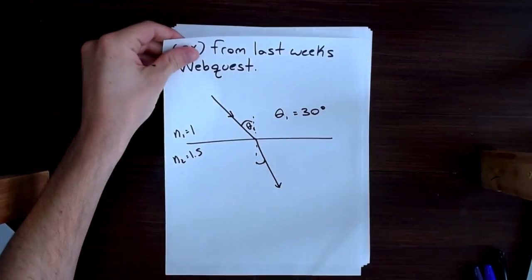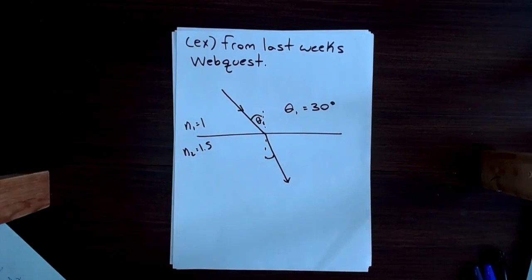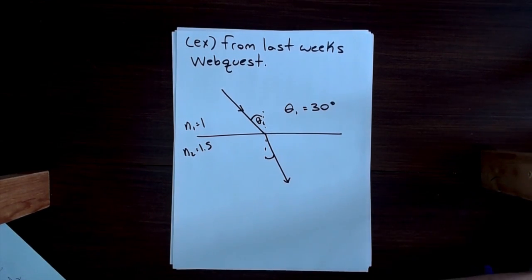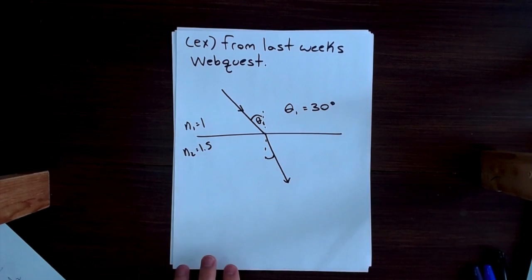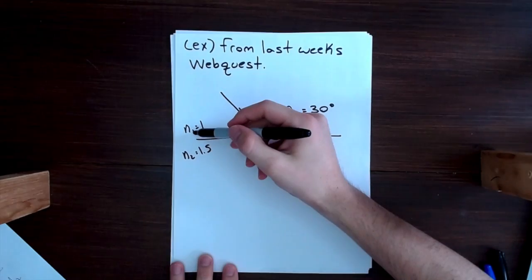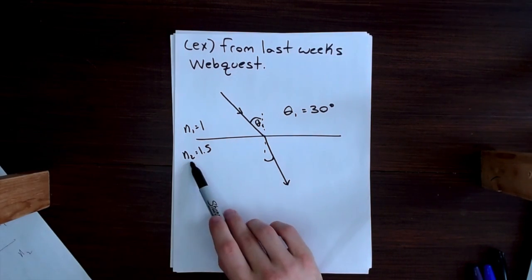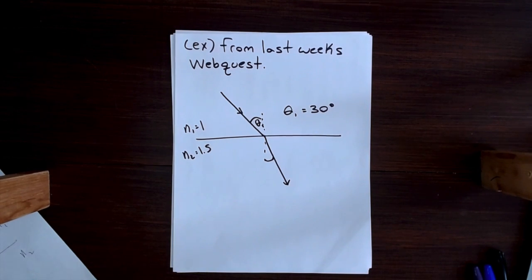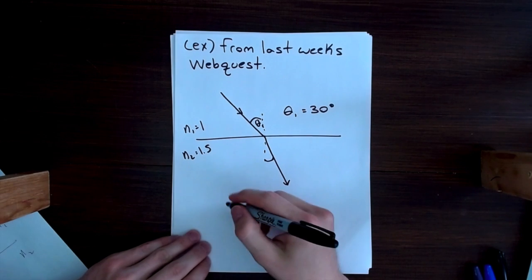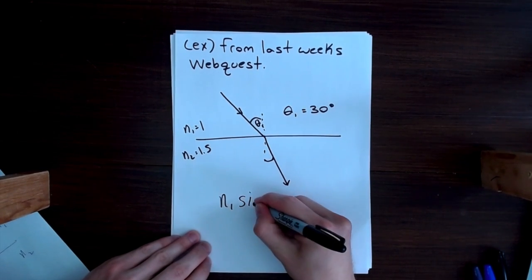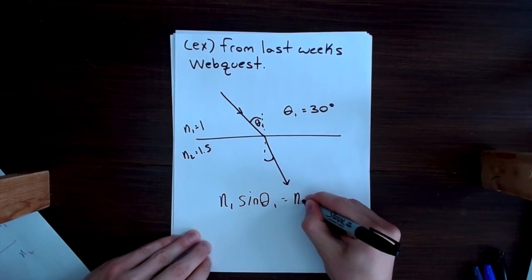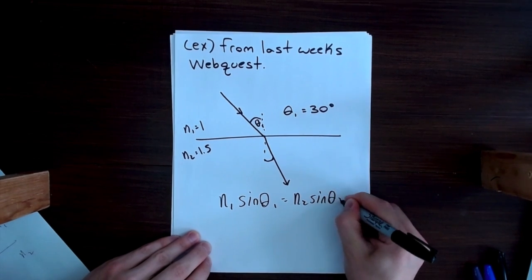With that, let's look at an example here. So I have index of refraction n1 equal to 1, so it's air or a vacuum, and I have n2 equal to 1.5. And I know the initial angle. Well, I know Snell's law: n1 sine theta 1 equals n2 sine theta 2.